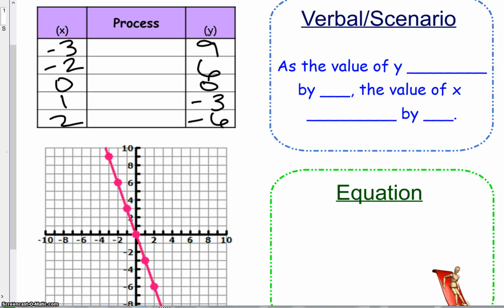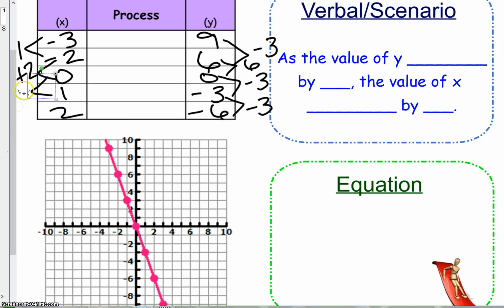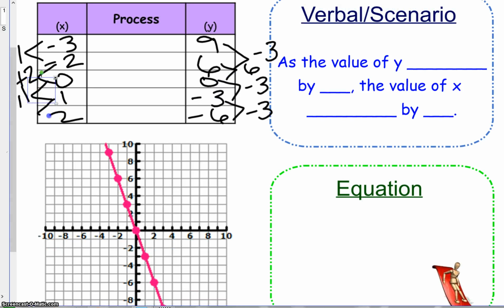Alright, so find the rate of change. How do you get from 9 to 6? You minus 3. 0 to -3 is -3. -3 to -6 is -3. -3 to -2 is +1. -2 to 0 is +2. 0 to 1 is +1. And 1 to 2 is +1.